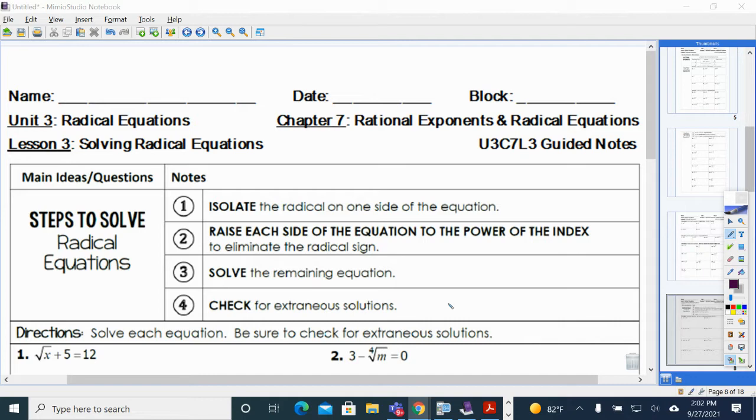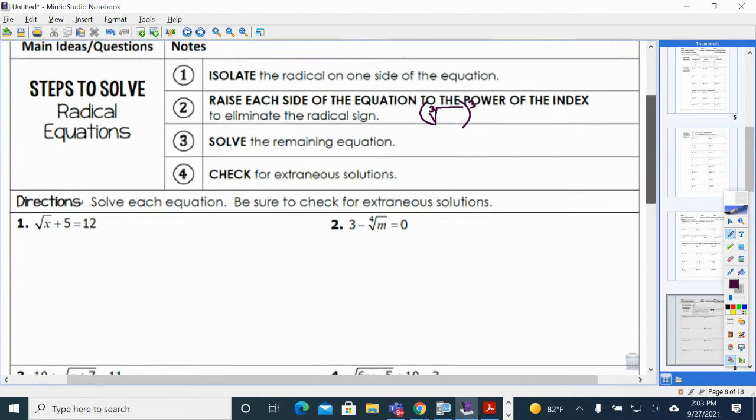So I want to talk for just a second about step number 2. It says raise each side of the equation to the power of the index to eliminate the radical. And that's because, let's say we've got a cube root. When we cube a cube root, those two steps are opposites of each other and they cancel each other out. Same thing would follow if I had a fourth root. If it's a fourth root, then we're going to raise each side to the fourth power. Again, that eliminates that radical sign.